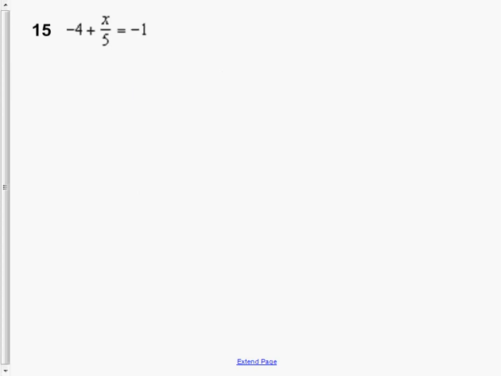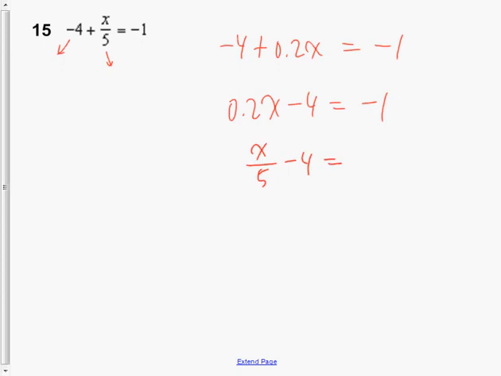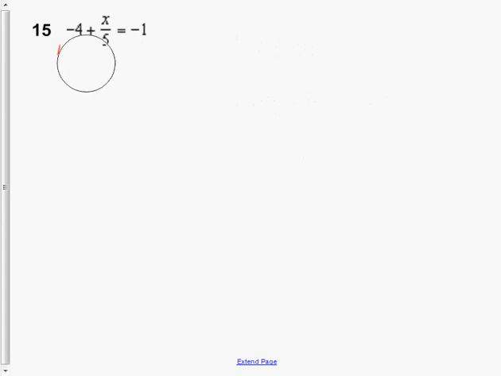Question 15 is an algebra question. Your constant is -4. And how much of x do you have? You have a fifth of x. So really, this question could be written a whole bunch of different ways. It could be written as a fifth of x, which is this, equals -1. It could also be written as this. It could be written as this, and various other ways.